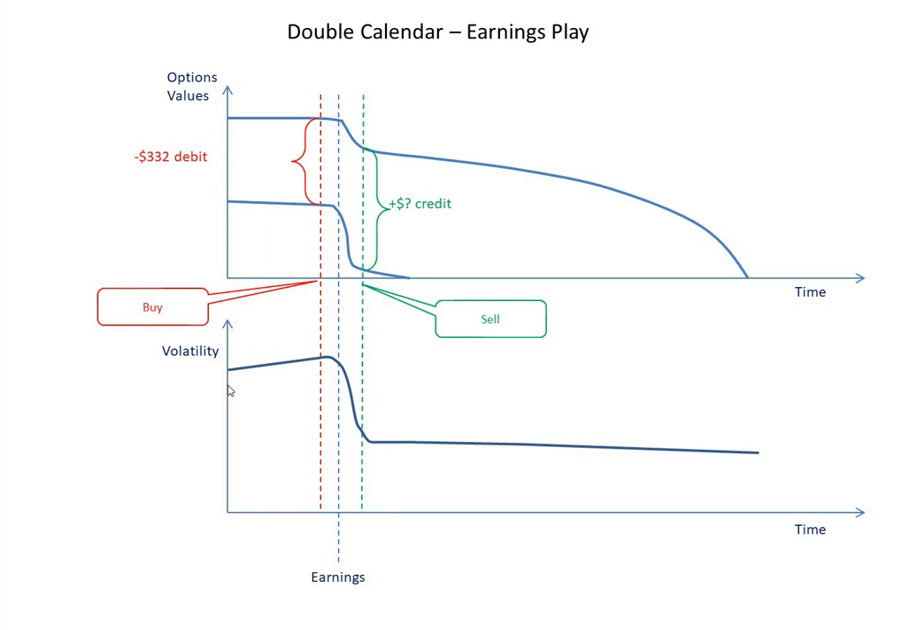On the bottom chart, we can see how I expect the volatility to play out. So before the earnings, volatility tends to go up, and then straight after earnings, it just drops. It collapses completely, and it will remain at a low level for a period of time. So this was my trade number 224.